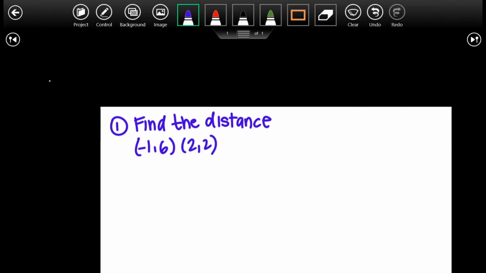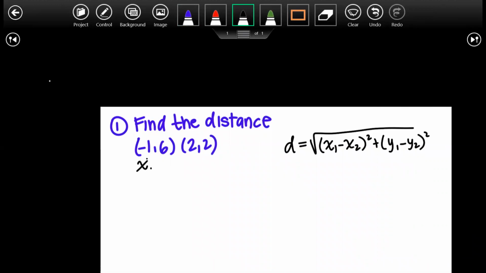Find the distance between 2 points. I got to be able to give you the distance formula. D is equal to the square root of x1 minus x2 plus y1 minus y2 squared. This represents my x1, y1. If you label everything, it kind of works out quite nicely.